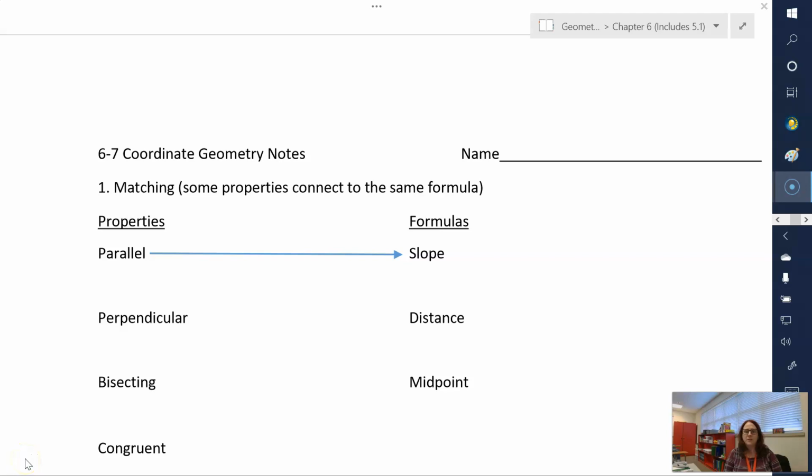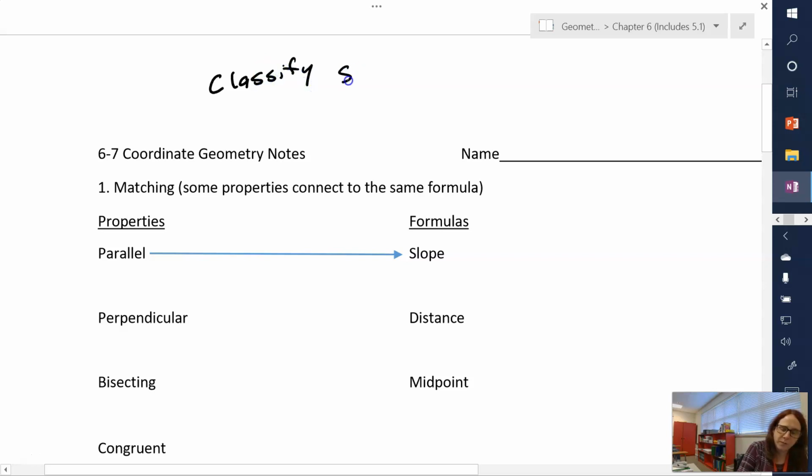Hello everybody, this is Mrs. Snook with section 6.7, which is on coordinate geometry. And what we're going to do is classify shapes in the coordinate plane.